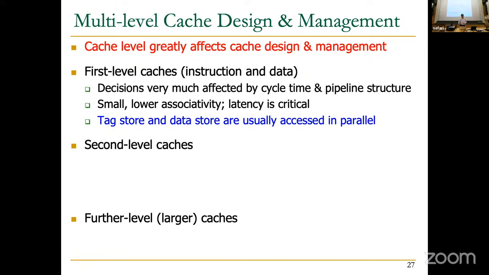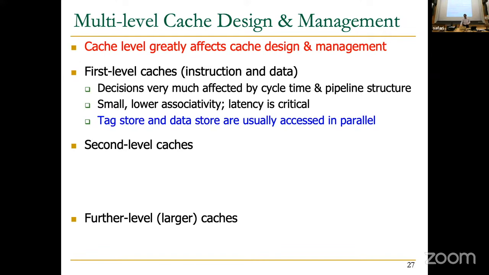A design decision, for example: you have the tag store and the data store. And we said earlier that in our basic cache, we access them in parallel, right? We index the tag store, we index the data store, we get the tags and data in parallel, and we do the tag comparisons. If there's a match, we use the data that we accessed concurrently with the tag store. If there's a mismatch, then we discard the data. Now, you can do this in parallel in the first level. First level is small, and first level hit rates are high. So it makes sense to access the tag store and the data store in parallel.